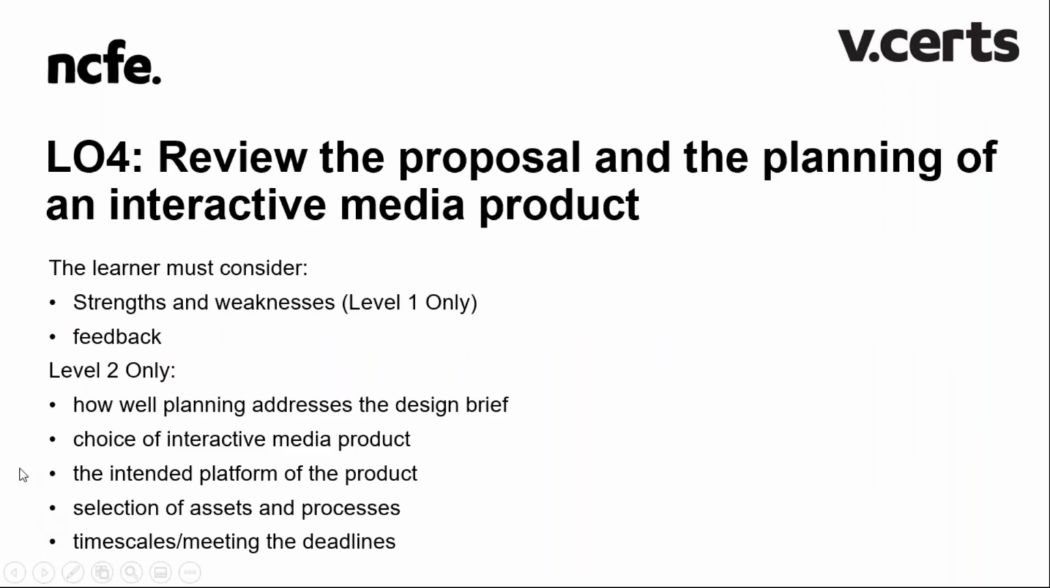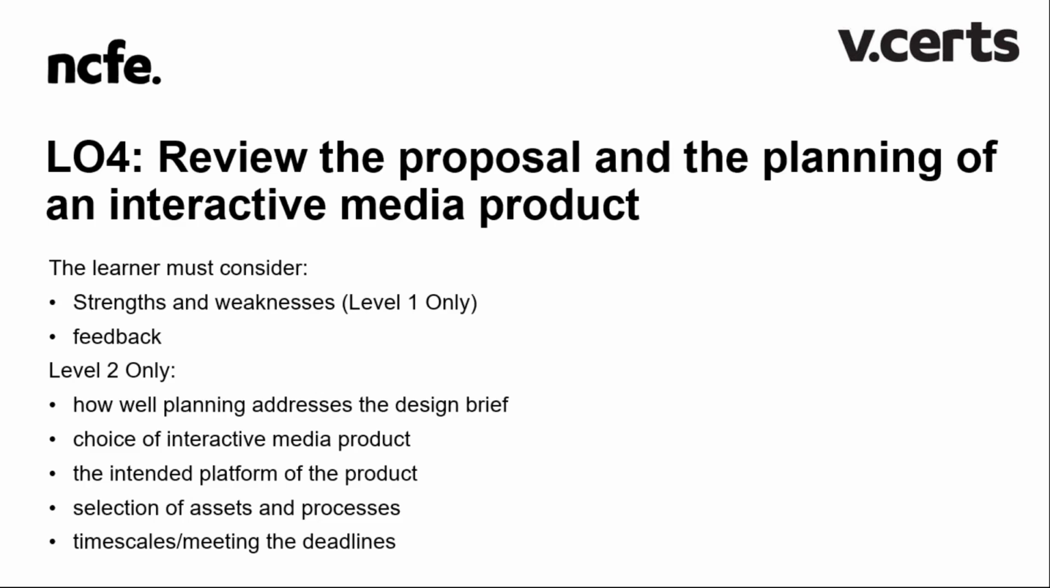So Learning Outcome 4 requires learners to review the proposal that they've created in Learning Outcome 2 and also review the planning that they've created in Learning Outcome 3. So it's a two-part review of two other learning outcomes. There's also some difference between level 1 and level 2 with regard to the review evidence required. And again, that's illustrated by these assessment points on the screen here.